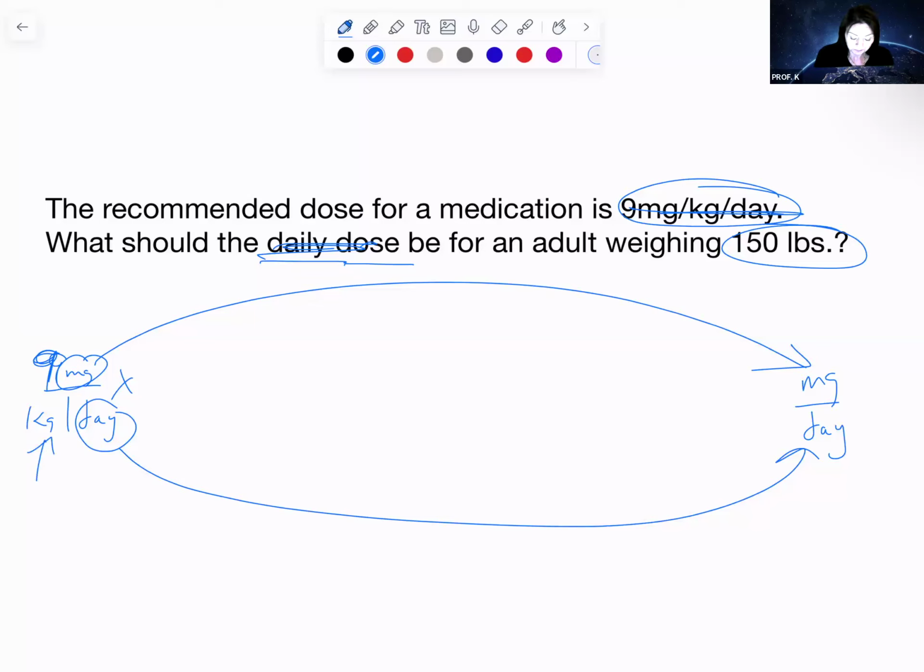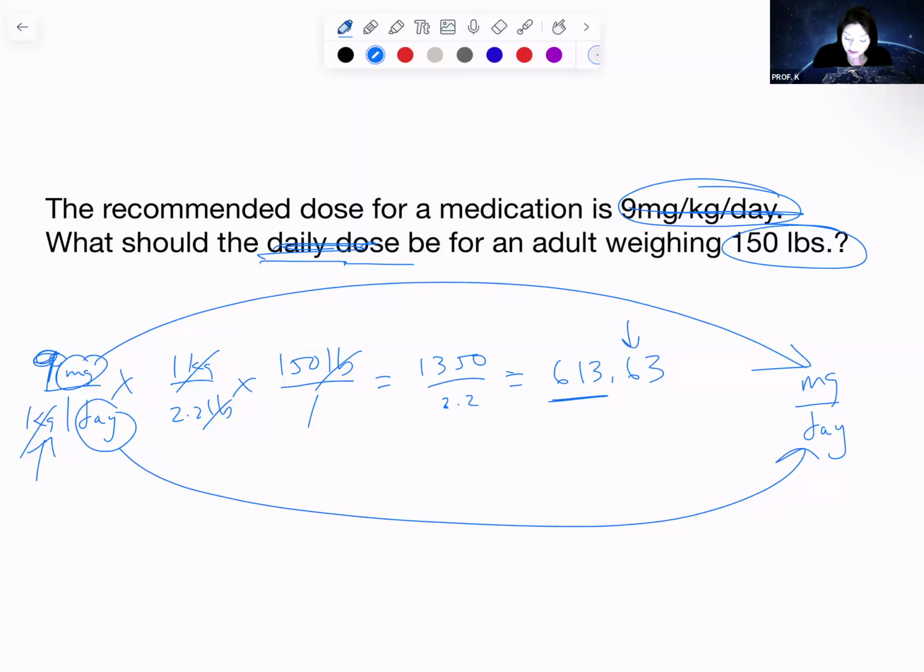That's all that means. So 1 kilogram is 2.2 pounds, and the patient weighs 150 pounds. Over 1 gets rid of my pounds. I got rid of my kilograms. Now it's just math. So 9 times 150 is 1,350, and 2.2 times 1 is 2.2. When I divide it into each other, it gives me 613.63. So anything 10 over 10, we round to a whole number. So I look to the right, I round up. So the answer is 614 milligrams a day.